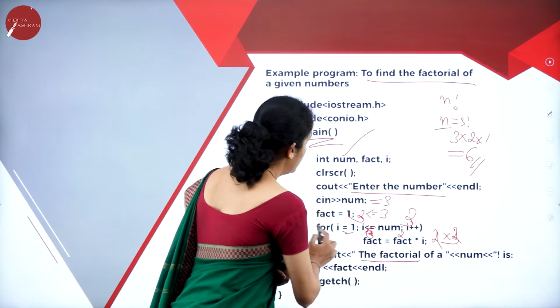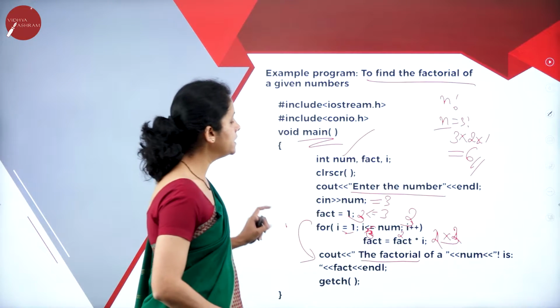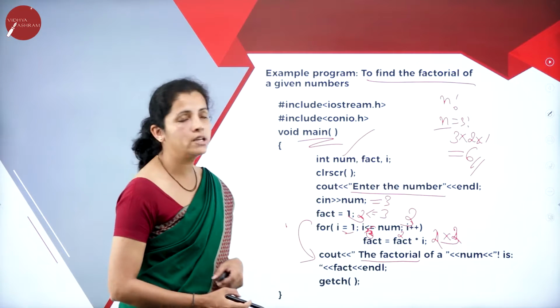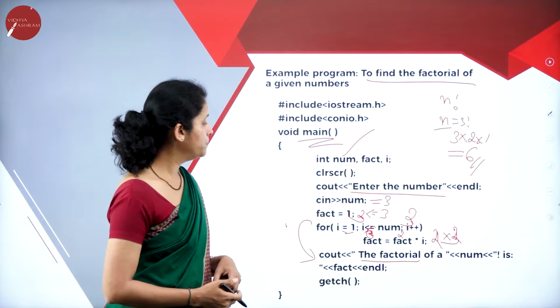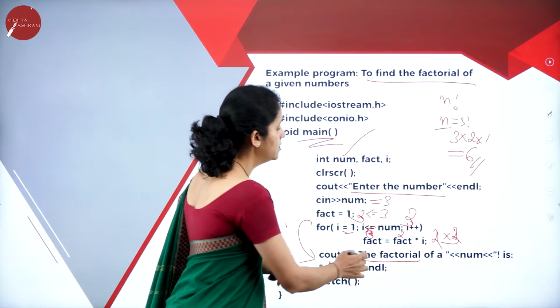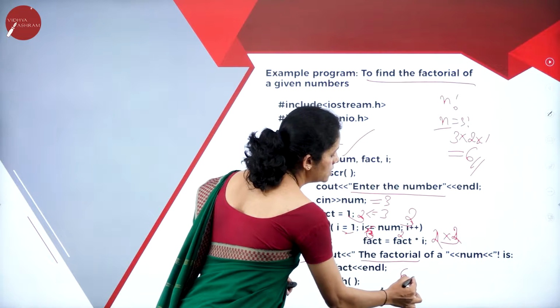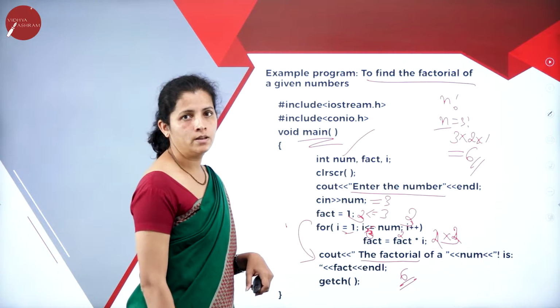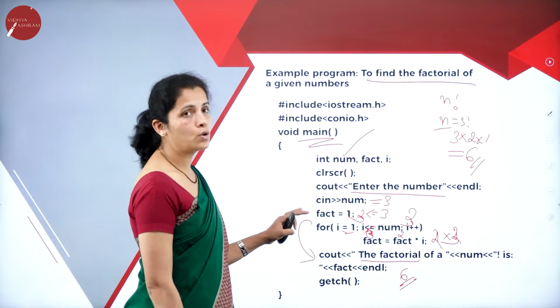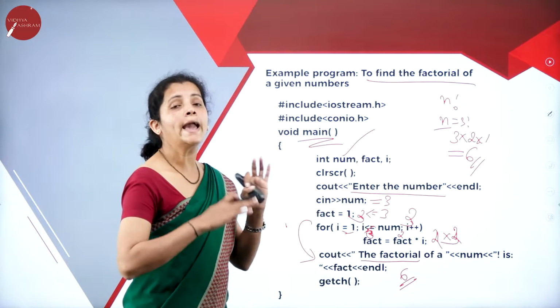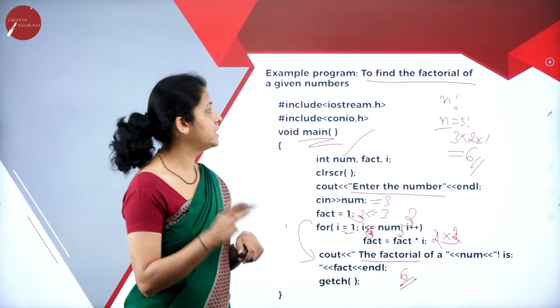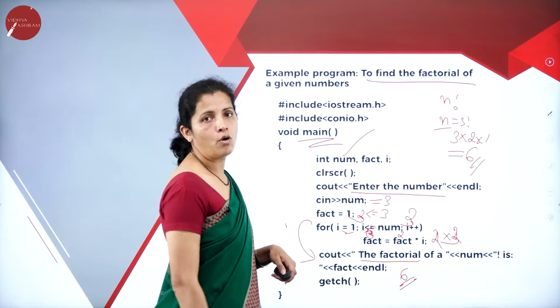So I'm going to execute the next statement. That is, I'm going to print the factorial of the given number. So I'm going to print, that is 6. This is the way I can use a for loop. So I'm going to use a for loop when I know the exact iteration as well as the condition, that time I'm going to use a for loop.